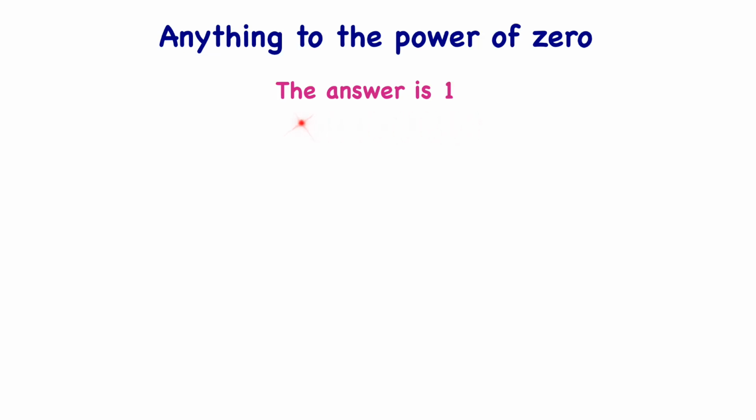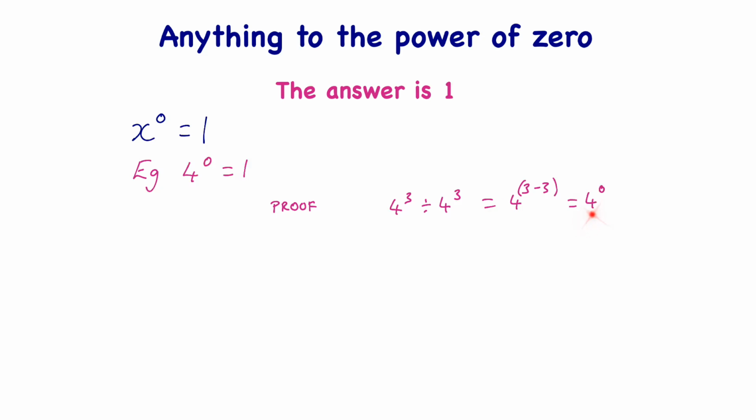The final rule we're looking at in this video is anything to the power of 0 is always 1. So that looks like this. For example, 4 to the power of 0 is 1. So let's look at the proof of that. So we're saying that 4 to the power of 3 divided by 4 to the power of 3, we subtract those powers, we get 4 to the power of 0, which we're saying is 1.